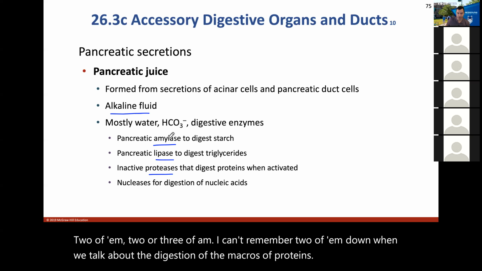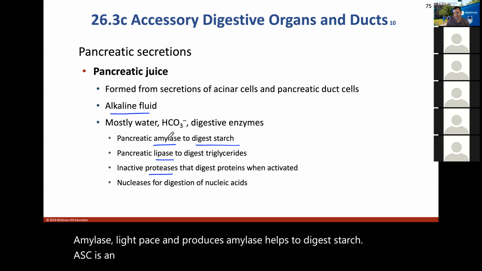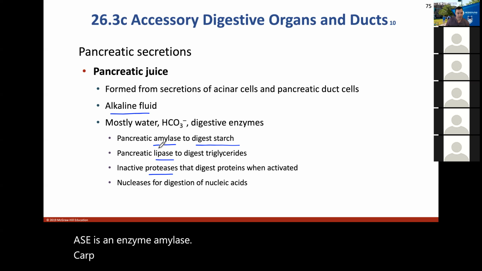Amylase, lipase, and proteases. Amylase helps to digest starch. ASE is an enzyme. Amylase, carb. LIP, lipid. ASE, enzyme, digesting your triglycerides. We have lingual lipase. Lingual means what?